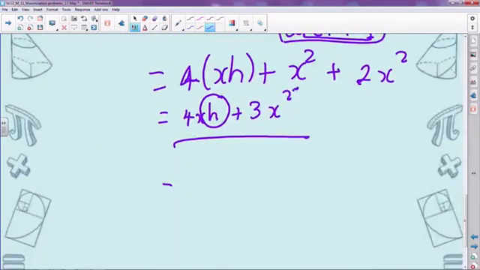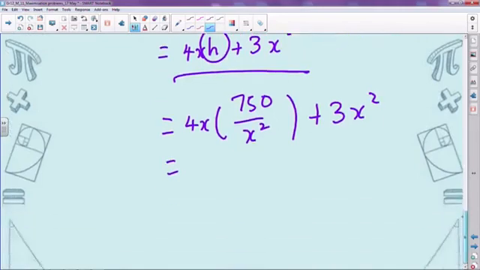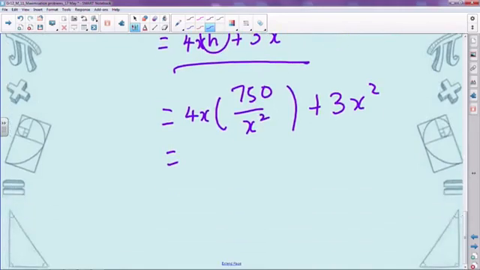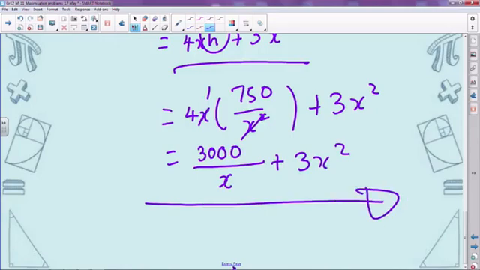So I'm going to get that this is 4x times 750 over x squared plus 3x squared. And if we simplify this, 4 times 750, you can double check that on your calculator, is 3,000 over x. x goes into itself once, and x divides into x squared, so that will give me just x in the denominator, plus 3x squared. So that is my expression for the total area.